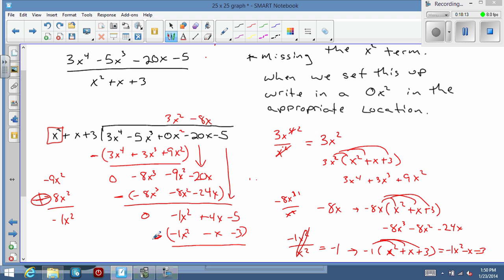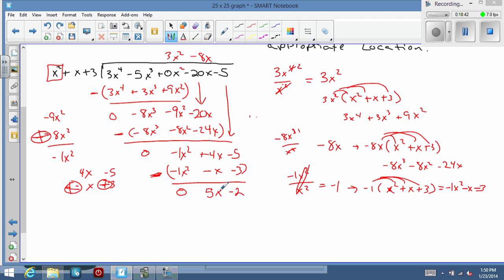Put that in parentheses to subtract. Here we end up with 0. 4x minus a negative x, double negative, so we're adding the x to get 5x. Negative 5 minus a negative 3, again a double negative, so we're adding 3 to negative 5 to get negative 2. X squared is not going to go into 5x because the exponent on 5x is smaller than x squared, so we know we're done.